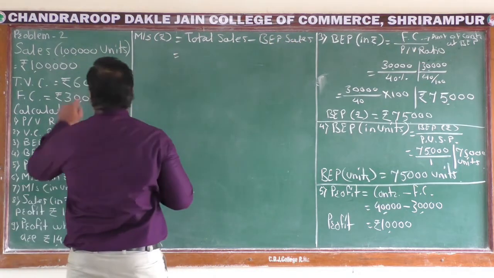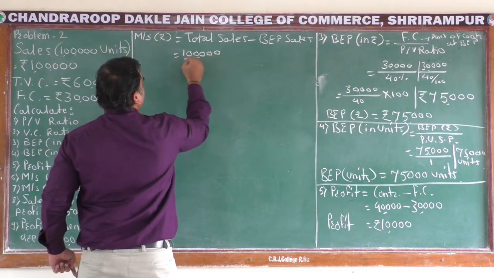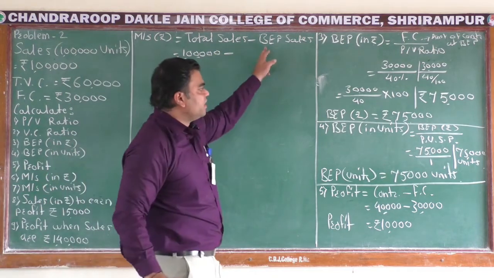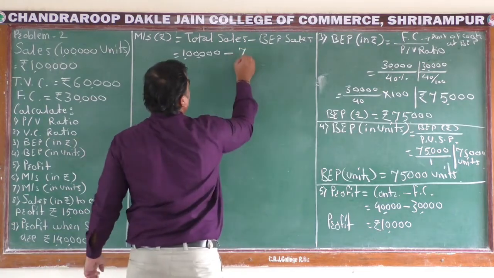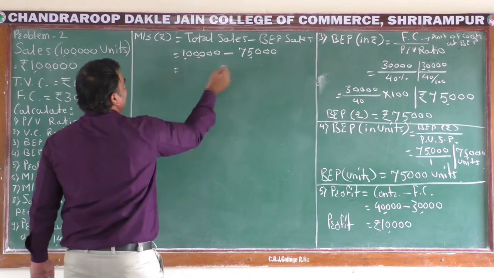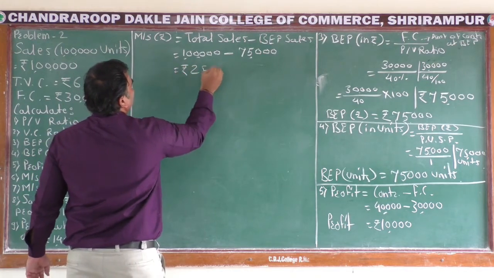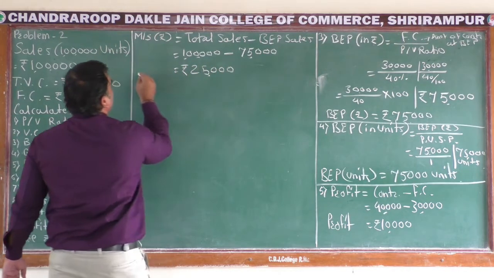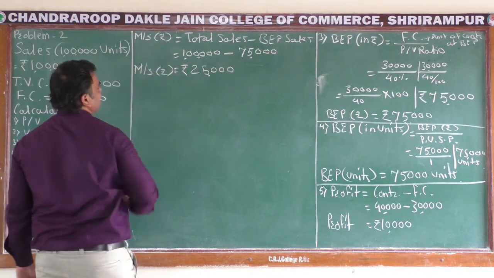Your total sales are 1 lakh. So 1 lakh less BEP sales, which is rupees 75,000. That's why 1 lakh less 75,000 is equal to 25,000, the amount of margin of safety in rupees.